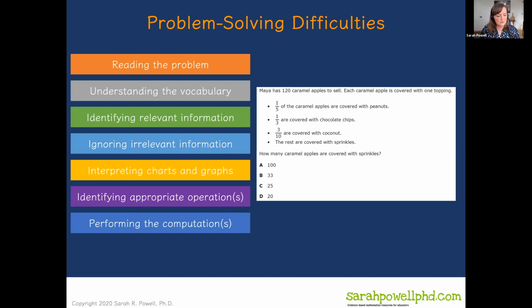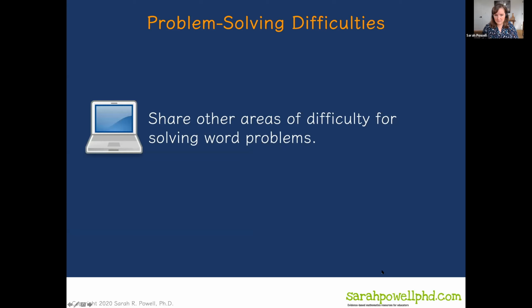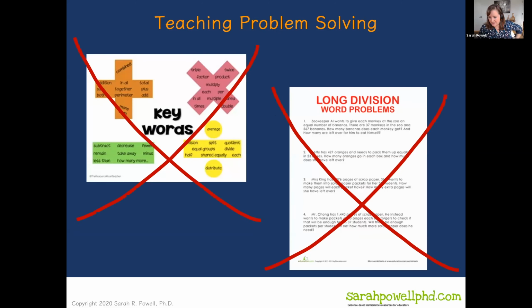So we're going to move on here. And you've already shared some areas of difficulty for solving word problems. So thank you so much for sharing those. Now, as we talk about, well, how should we teach problem solving? So we now know where students have difficulty. So how are we going to teach this?